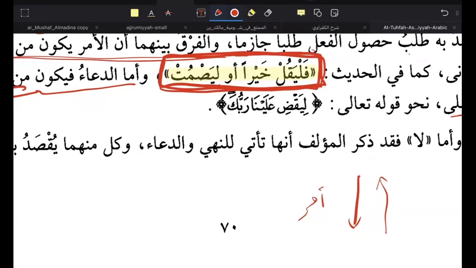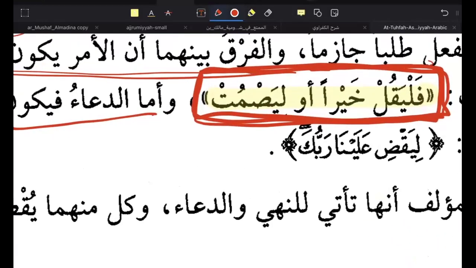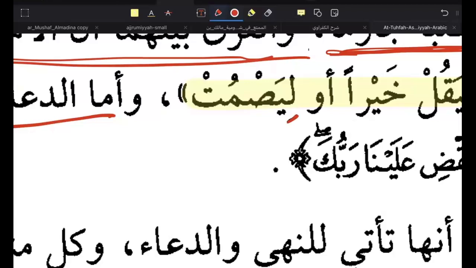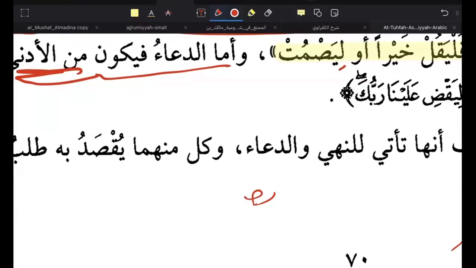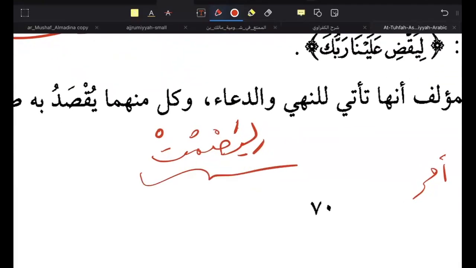Now, here I need to say a few things because there's a few things going on here. Number one is by default, this lam is with the kasra, right? Like here, you have lam with kasra right here. Li yasmut. You have this verb yasmutu, that he keeps quiet. Now, if you add the lam, so you say li yasmut, and we know this lam makes the present tense verb into majzum. So what happens? We add a sukun. Li yasmut.